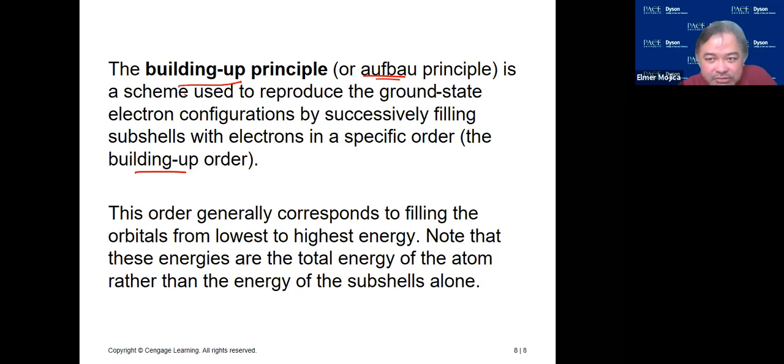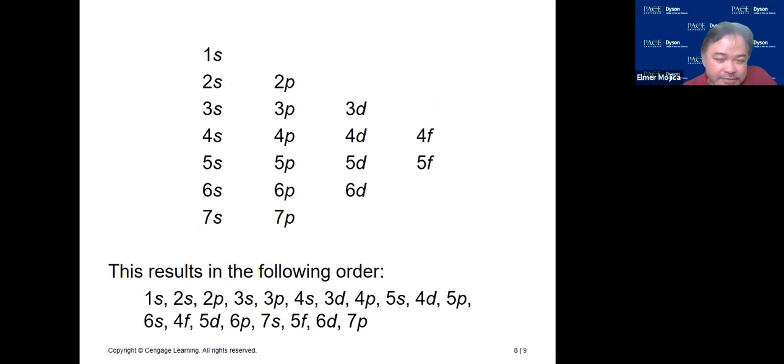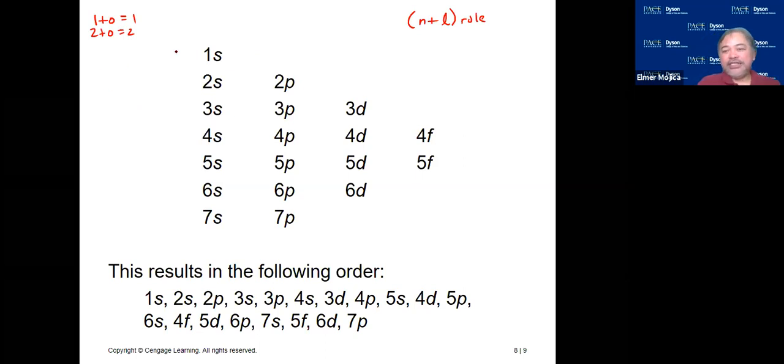So the question that you ask, what's the sequence? Either you do this, or you follow the so-called n+l rule. What is the n+l rule? You just add the principal quantum number with the azimuthal quantum number. So 1s is equal to what? 1 plus 0 equals 1. 2s is 2 plus 0 equals 2. So the way that you're going to build it up depends on the n+l rule.